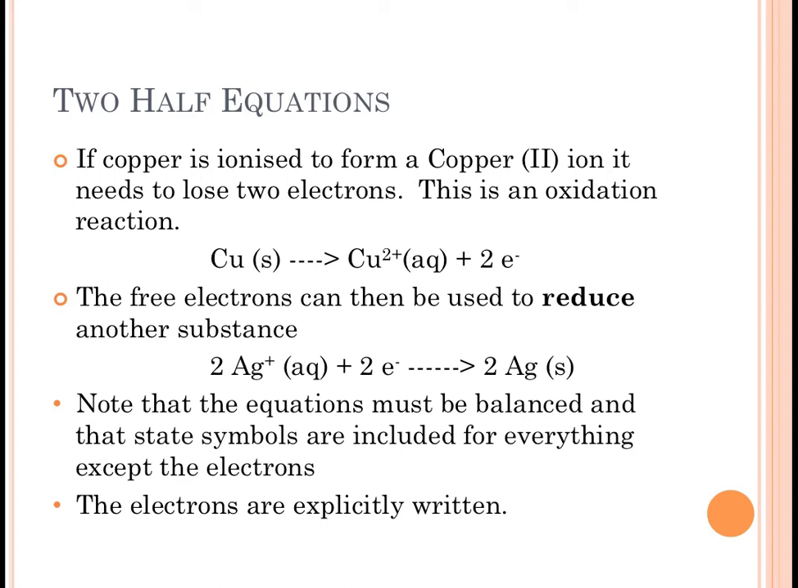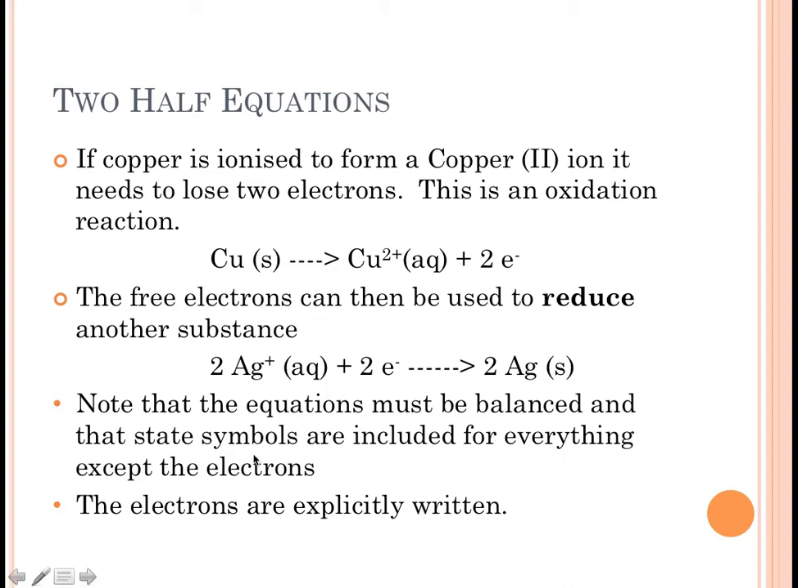Unit 3 Chemistry, Chapter 4, Part 2, looking at writing half equations. Again, we should remember this from Unit 2. So if copper, for instance, is ionized to make a copper 2+ ion, then we need to lose 2 electrons. So that's an oxidation reaction because we're losing electrons.